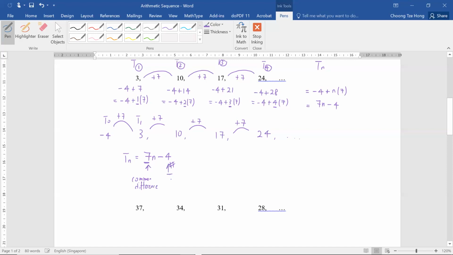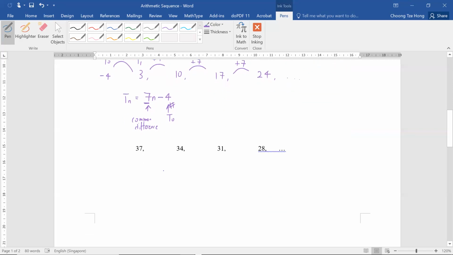Okay, this is term 0, or the term before the first one. Some of you are asking what if the sequence is decreasing? Can we still apply this? The answer is no problem. If the first term is 37, then we get to 34.